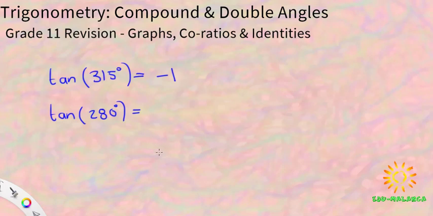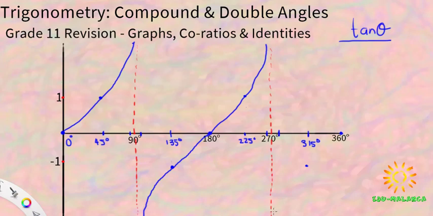Put it into your calculator to make sure. Don't just trust me. Yes, check for yourself. But I hope you can see how I predicted minus 5.7. So this graph will start here and will stop at 360. And this is the graph of tan theta.